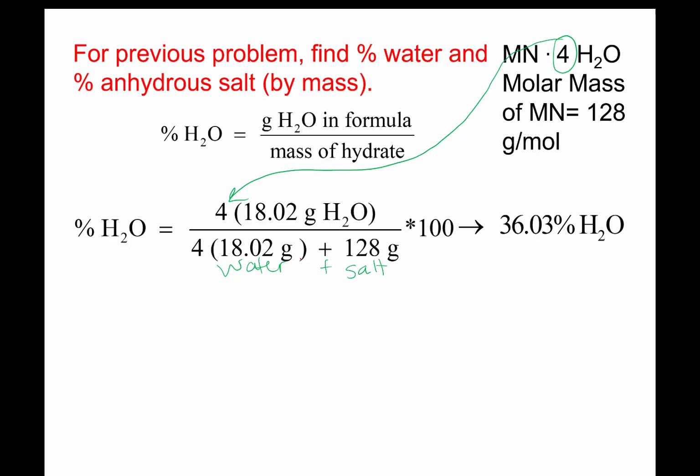2 decimal places, just like we did for percent composition. So if it's 36% water, subtract that from 100, 63.97% is the anhydrous salt. There's a second way you could do this.